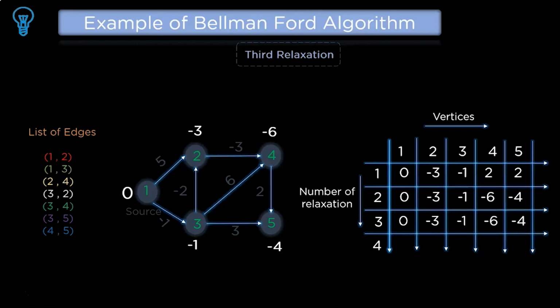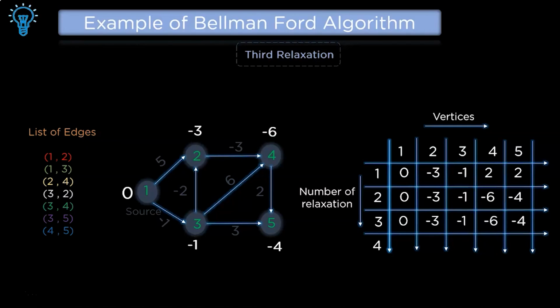Now we have the edge 3 to 5 with the weight as 3, and the cost is calculated as -1 plus 3, which is equal to 2, and 2 is already there, so we won't update it. Finally, we have a 4 to 5 edge where the weight is 2 and the cost is calculated as -6 plus 2, and it is -4, and -4 is already there, so we will not do anything. So in the table of third relaxation, we will now update all the vertices with minimum cost.